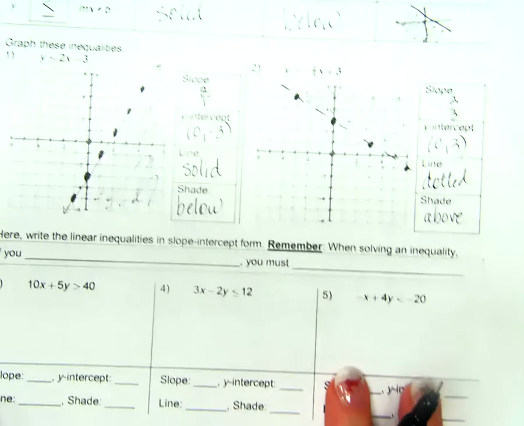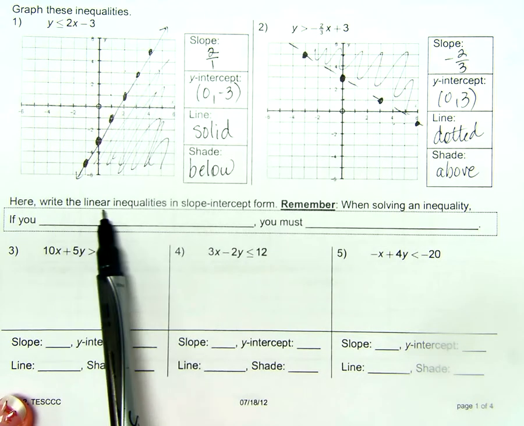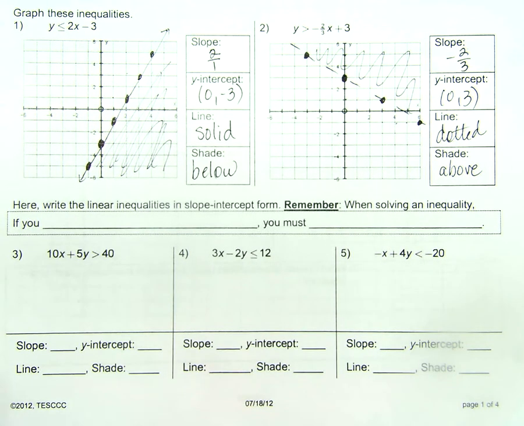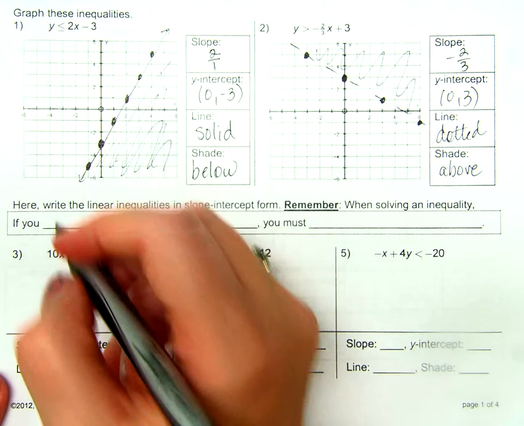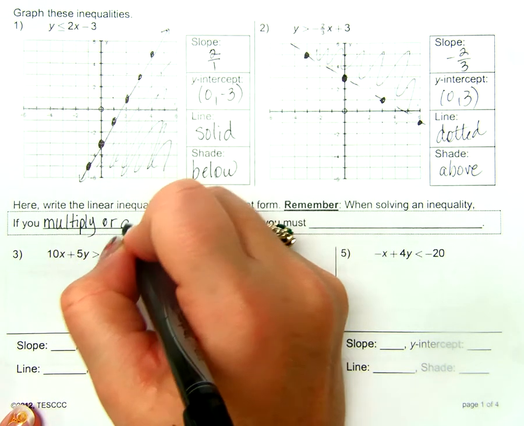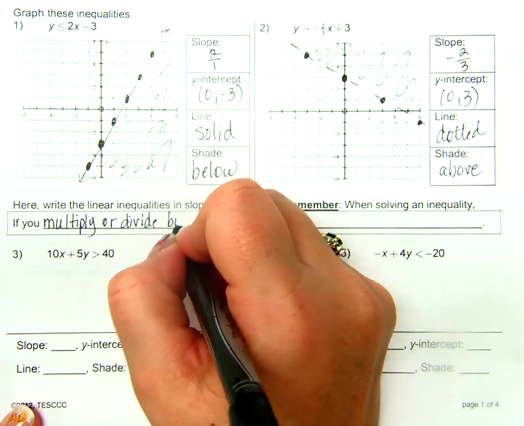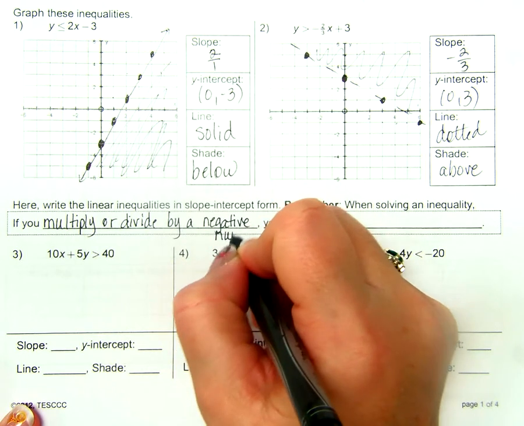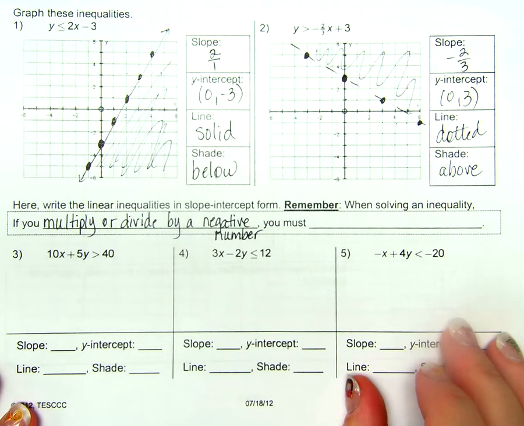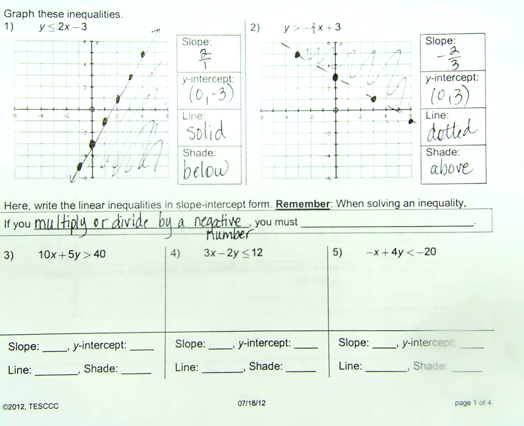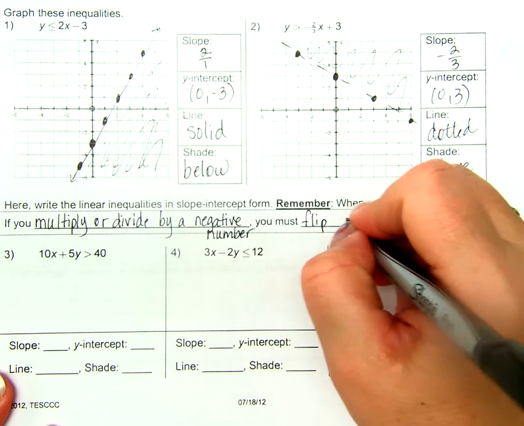There's something I need you to remember that we've done before. Write the linear inequalities in slope-intercept form. But when you solve an inequality, if you multiply or divide by a negative number, you must... anybody remember? Flip what sign? Flip the inequality sign.